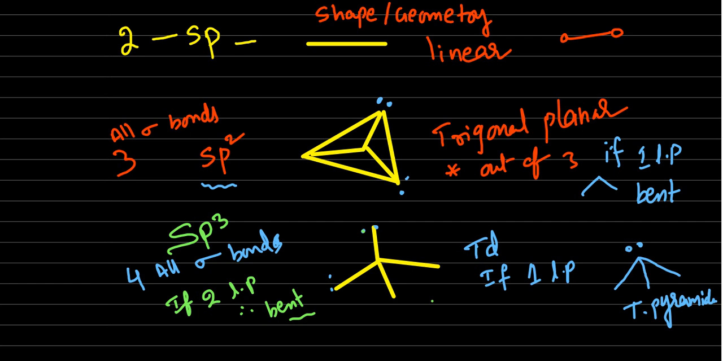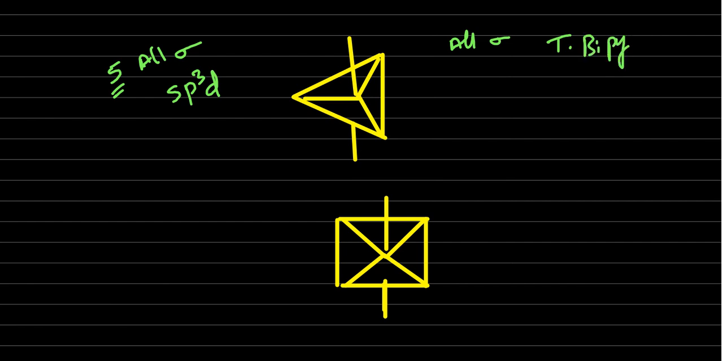Next, suppose total 5, all sigma bonds. Then the hybridization is obviously sp3d. If all are sigma bonds, then the geometry is trigonal bipyramidal. You can see the structure. This is the structure. Suppose one lone pair is there.